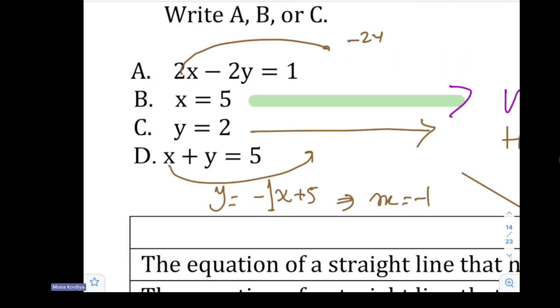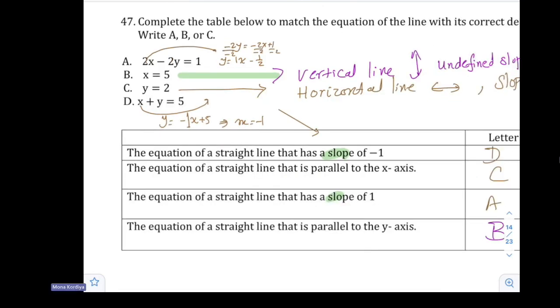Let's solve it anyway. It will be negative y equals negative 2x plus 1. Divide all by negative 2. So this will be y equals x minus 1 over 2. That means the slope is 1, and this is the case.